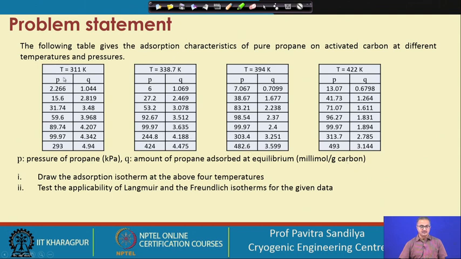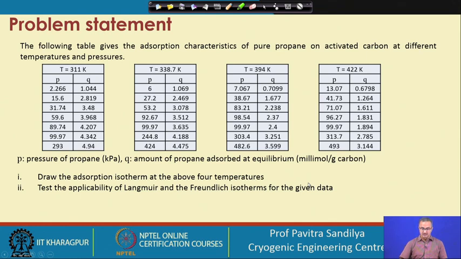And we find that for different temperatures we are given these data, and what we need to do is first draw the adsorption isotherm at the above 4 temperatures, and then test the applicability of the Langmuir and the Freundlich isotherms for the given data.